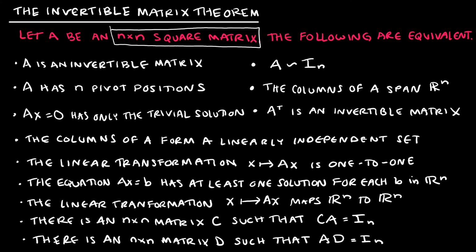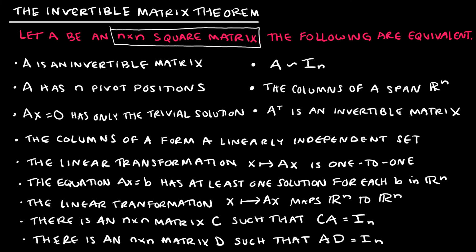If you can find that A does not have n pivot positions, but in fact has fewer than n pivot positions, then you can say that everything else on this list is false. So everything that is listed here for the invertible matrix theorem, all of those statements are equivalent statements.